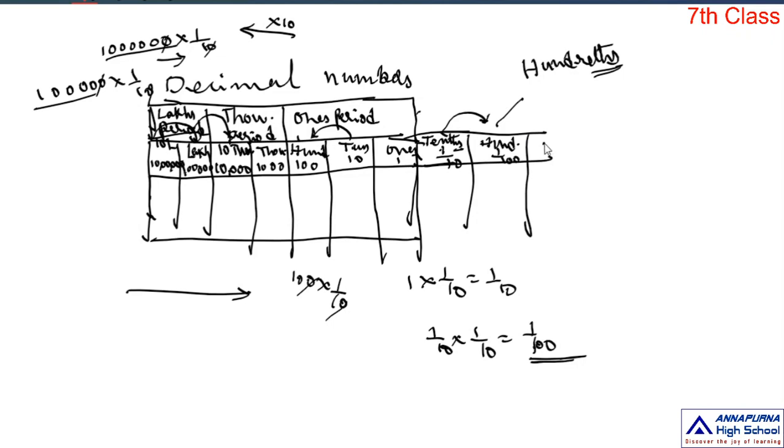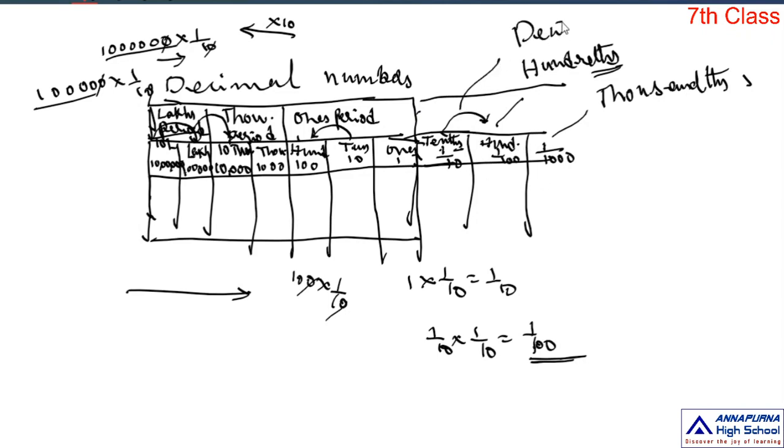This becomes thousandths. So 1 by 1000. We call it thousandths. T-H-O-U-S-A-N-D-T-H-S. So like that we can extend the places. This is the decimal part.